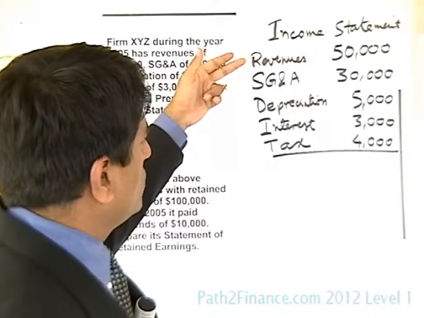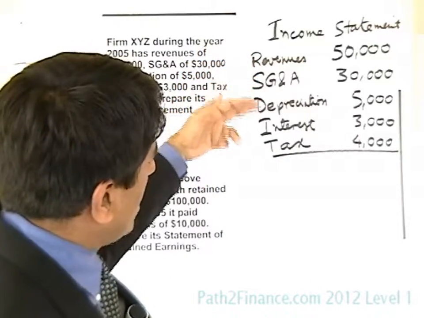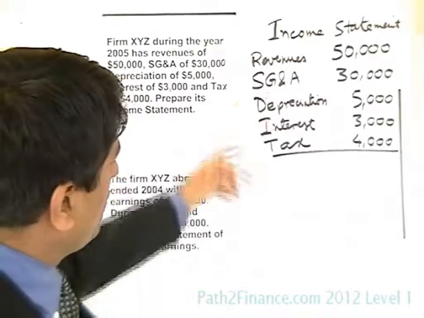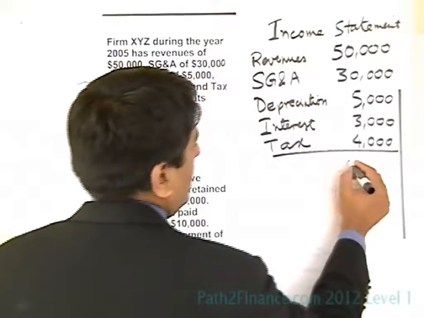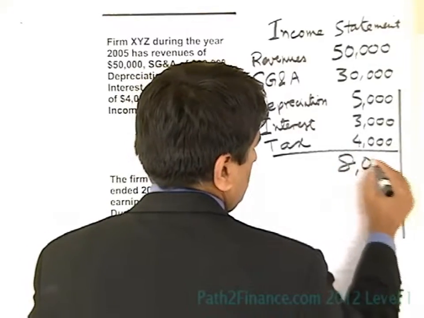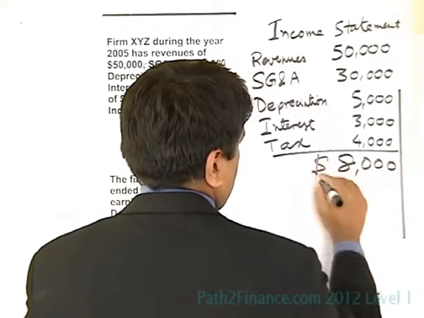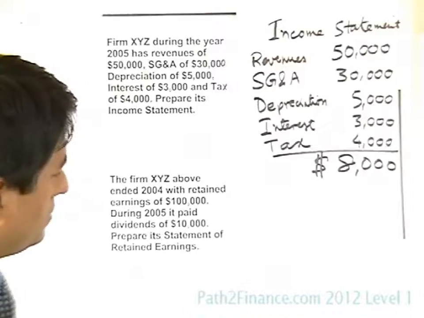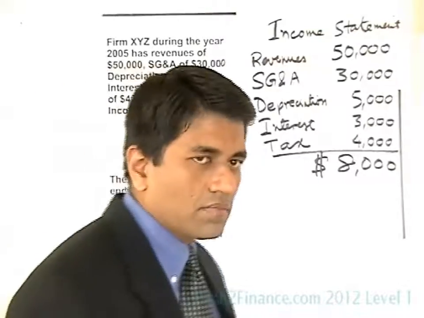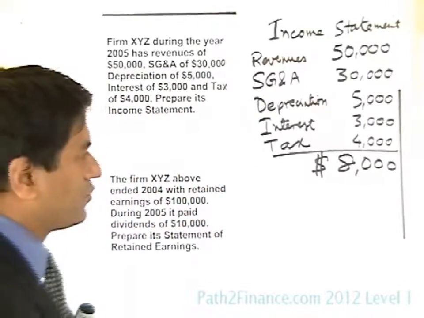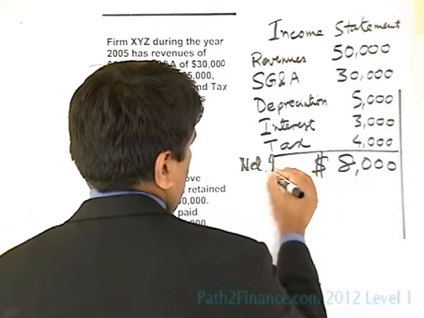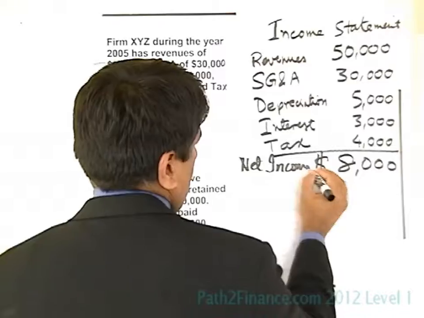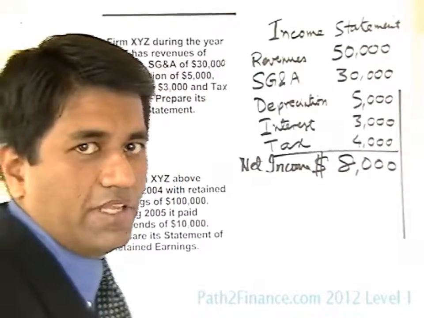So the revenues minus these other four items will give you $8,000. So the net income for this firm is 8,000 for the year 2005.